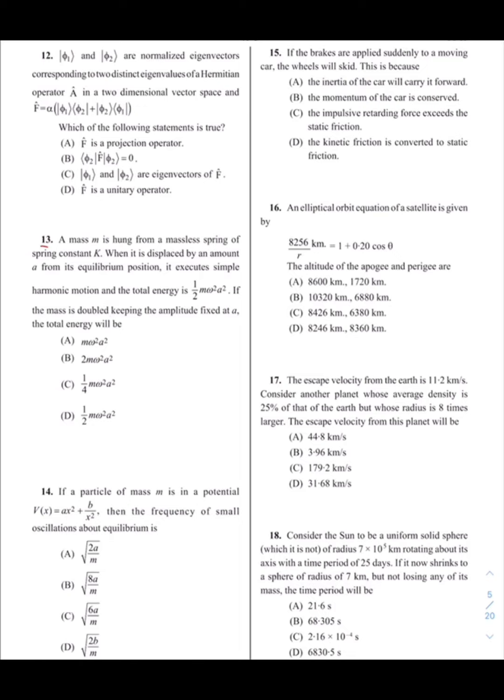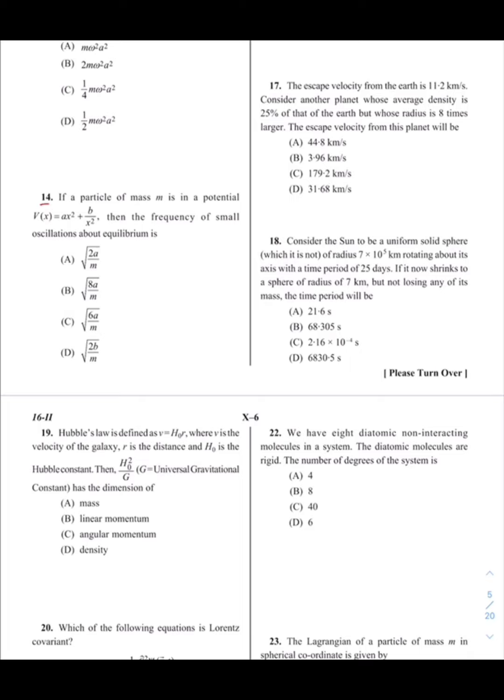Problem 13. A mass m is hung from a massless spring of spring constant k. When it is displaced by an amount a from its equilibrium position, it executes simple harmonic motion and the total energy is this. If the mass is doubled keeping the amplitude fixed at a, what would its total energy be? So for harmonic oscillator, omega square is equal to k by m, or m omega square is equal to k. Hence, the total energy is equal to half k a square, and it is independent of the mass and only depends on the amplitude. So if mass is doubled, the total energy would be same. So option D is the correct answer.